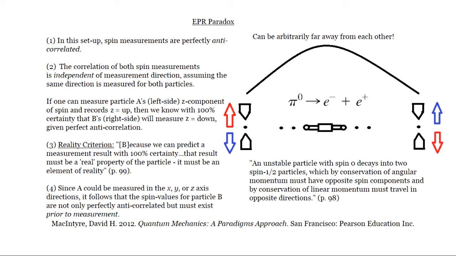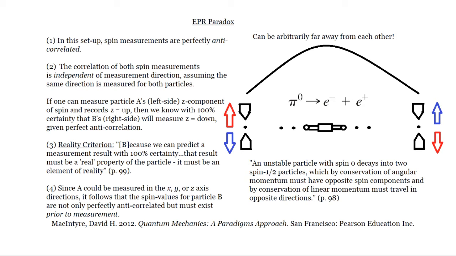The second assumption in the EPR paradox reasoning is that the correlation of both spin measurements is independent of measurement direction. That is, assuming that the same direction is measured for both particles. If one can measure particle A's, that is the left side Z component with spin, and record Z spin up, then we know with 100% certainty that B's right side will measure Z spin down, given perfect anti-correlation.